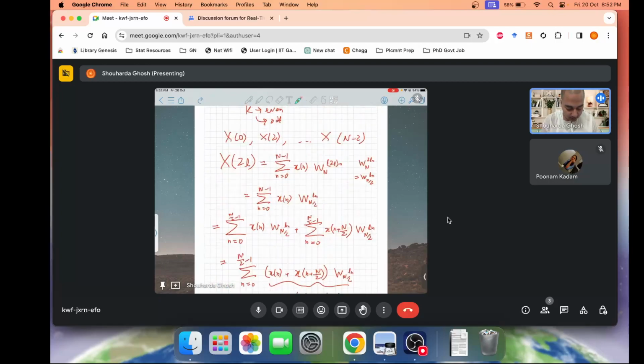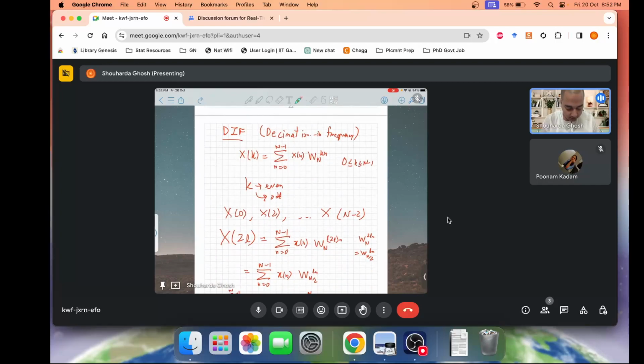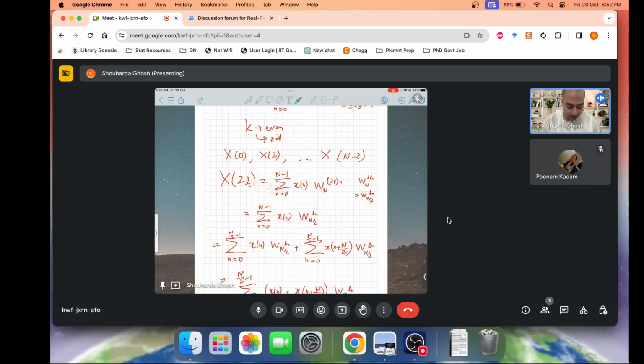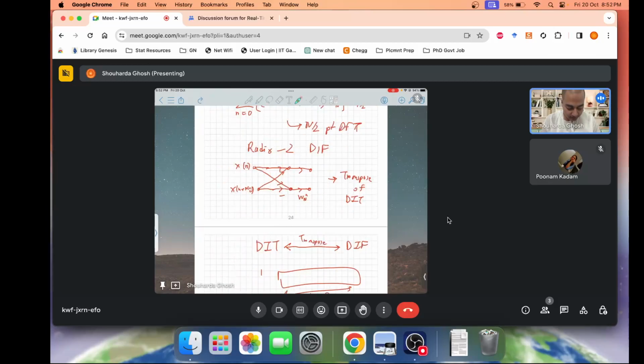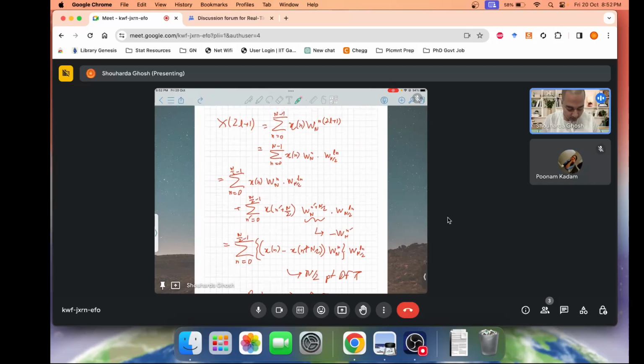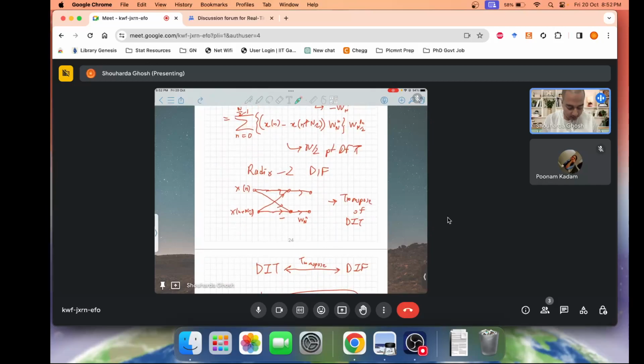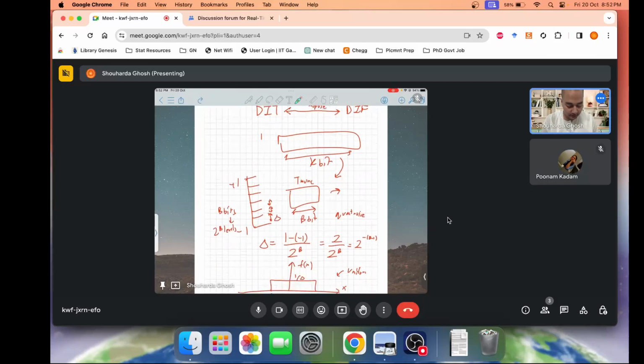Similarly, we have something called decimation in frequency, where you divide the frequency response, the FFT response, the frequency domain samples into odd and even, and then evaluate them accordingly. So the corresponding equations are also a bit different, and you see the basic structure is actually butterfly followed by a twiddle factor multiplication. So it is the transpose of DIT.